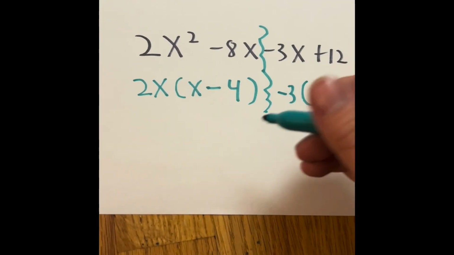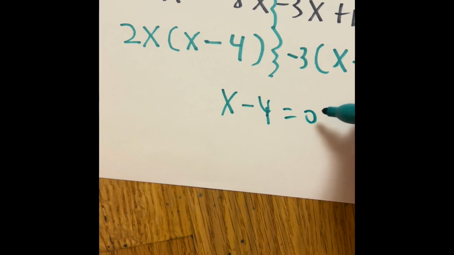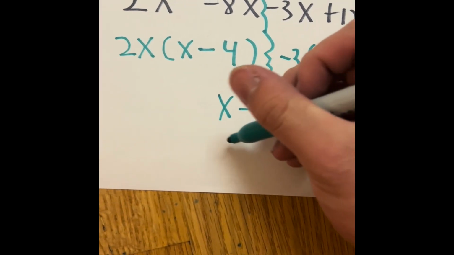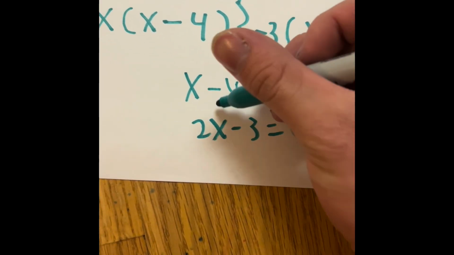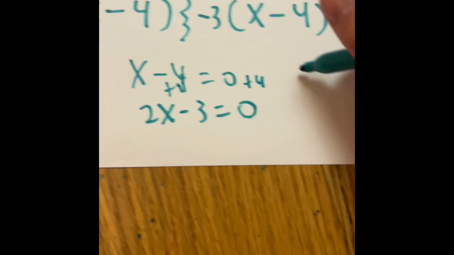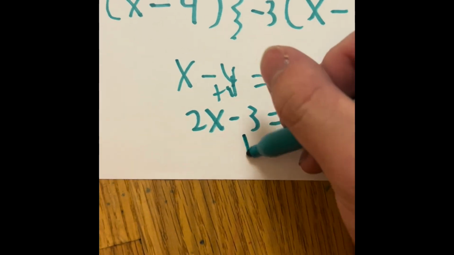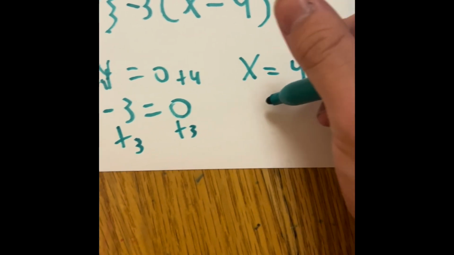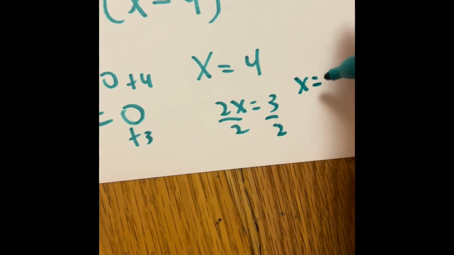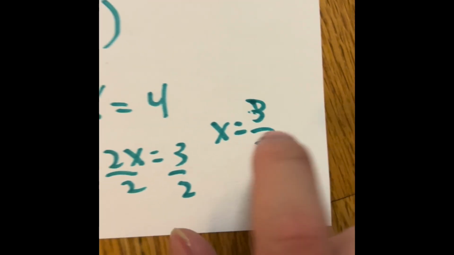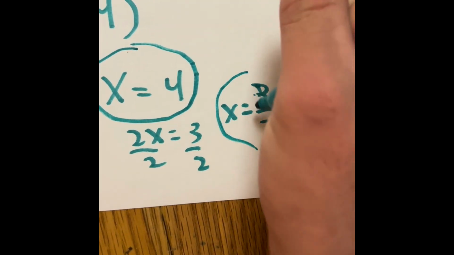So we combine the two so we can use the zero product property. x minus 4 equals 0, and 2x minus 3 equals 0 as well. We add 4 to both sides, so x equals 4. Or 2x minus 3 equals 0, add 3 to both sides, 2x equals 3, divide by 2, x equals 3 over 2. So we have x equals 4 and x equals 3 over 2.